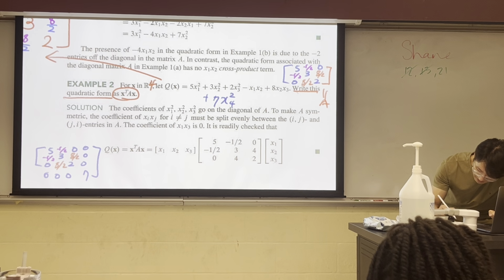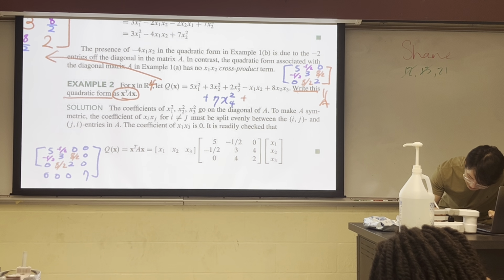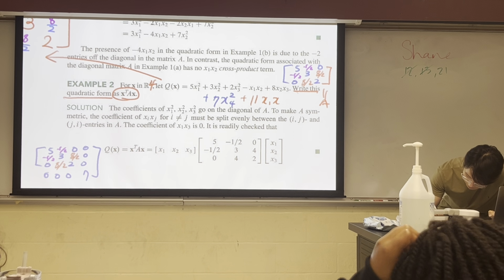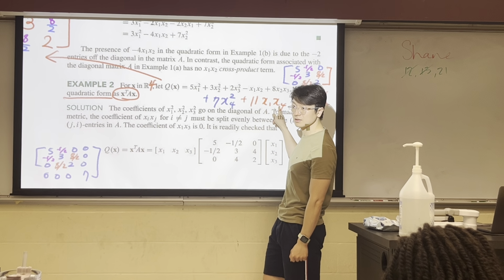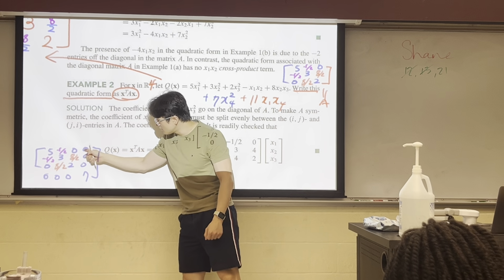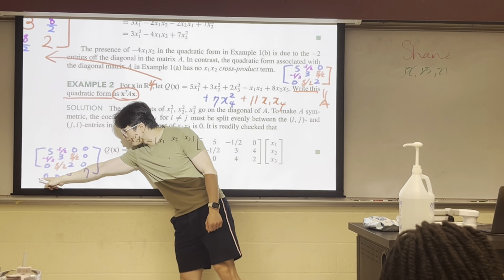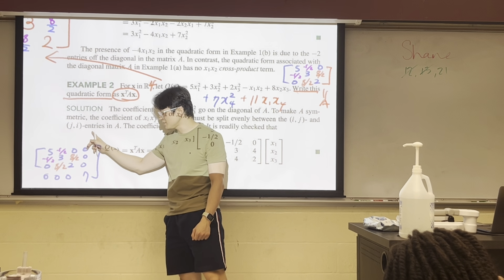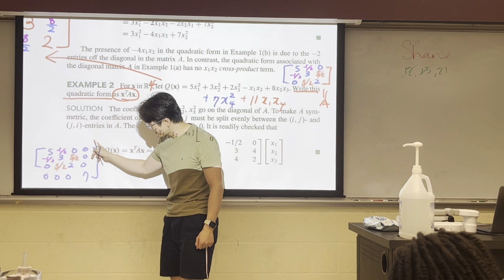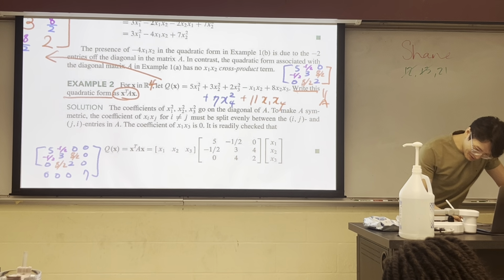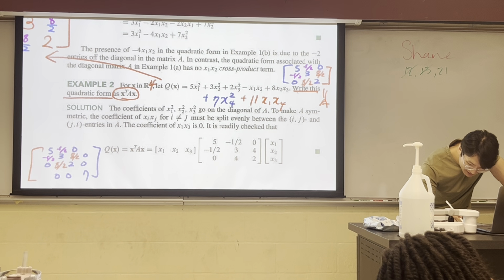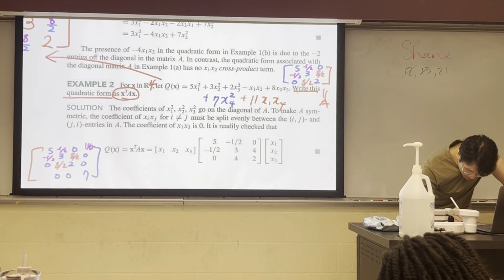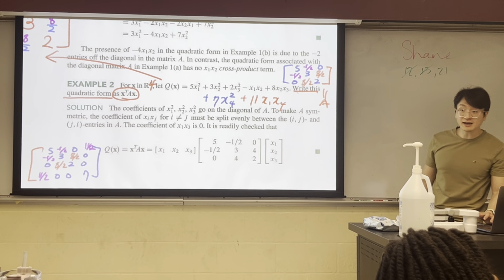But if I add, let's say, 11 x1 x4, which part changes? If I add this, yes, first row, fourth column, or fourth row, first column. Yeah. Oh, thank you. Sometimes my brain doesn't work. Okay, so here, change this: 11 over 2. 11 over 2.